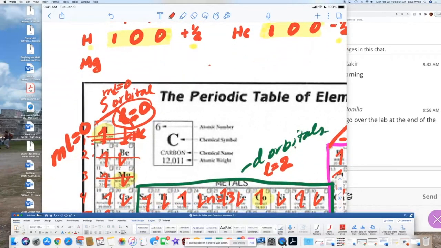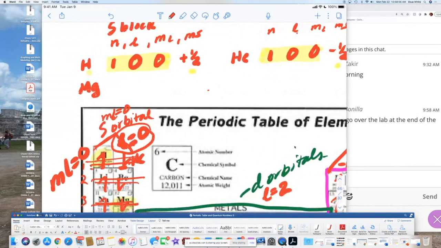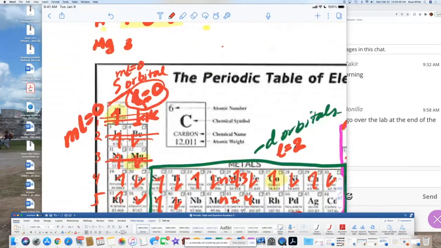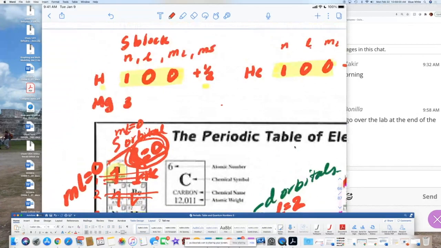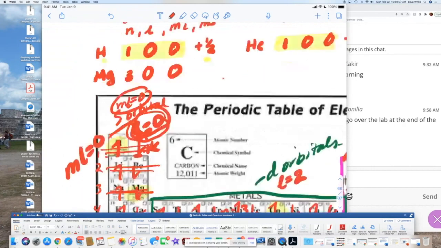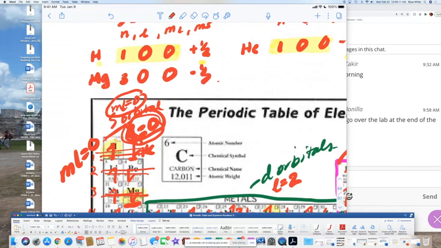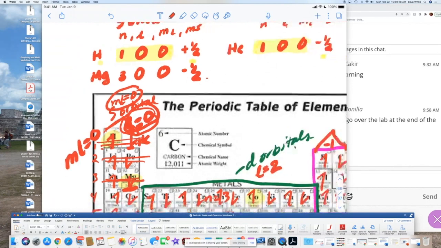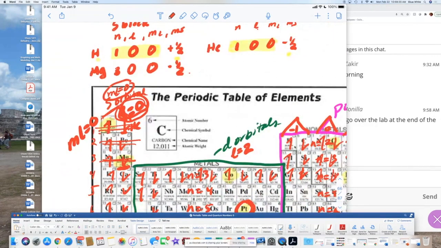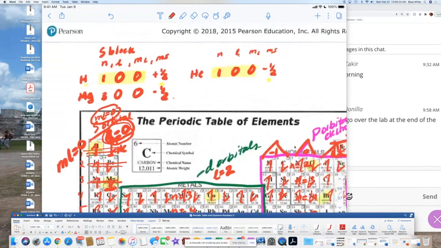Magnesium, 1, 2, 3. Energy level 3. The L, I'm still in L0 because this is the S block. M sub L. M sub L is always 0 for the S block. Magnesium is the second electron, so it's going to be negative 1/2. Okay, so hopefully you're seeing this, right? Goes from, oh my goodness, to a puzzle. This is kind of fun, right? Hopefully, as you're watching me do this crazy thing, you're realizing it's not that awful. Okay, so I'm done with my S block.